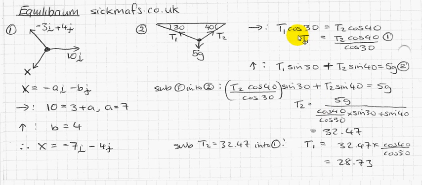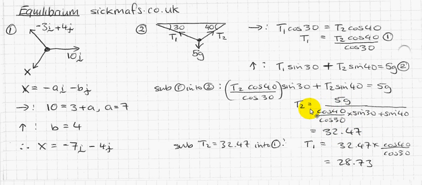Do you understand that this is simultaneous equations by substitution? We're substituting, working out one of them, T2 in this case. Rearranging is very easy because T2 is a common factor here and there. So take T2 out of the brackets, and you've got T2 times all of this: T2 times cos 40 sin 30 over cos 30, plus sin 40. Then divide 5g by all of that stuff, and you get T2 equals 5g divided by all of that. So cos 40 divided by cos 30 times sin 30, which is this bit, plus the sin 40 bit, which is this bit. So you get T2 equals 32.47 by working out all of that.